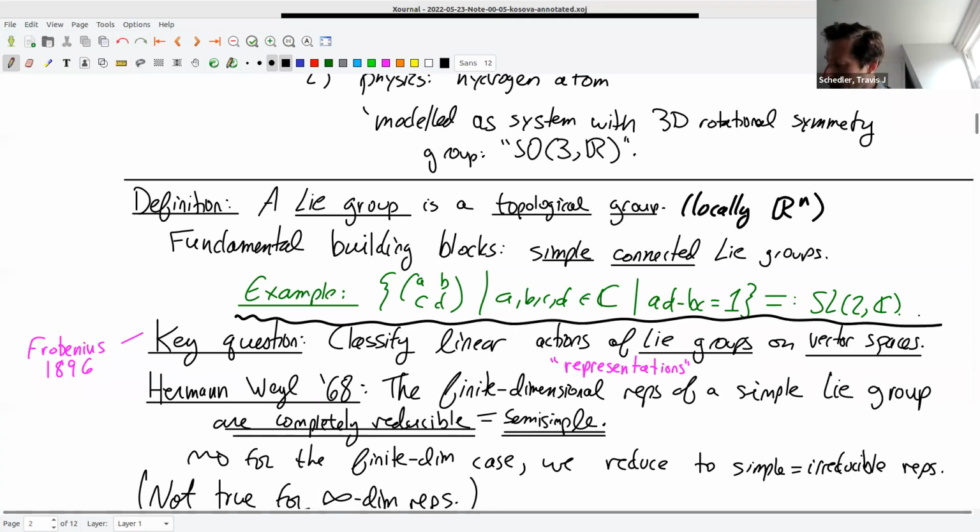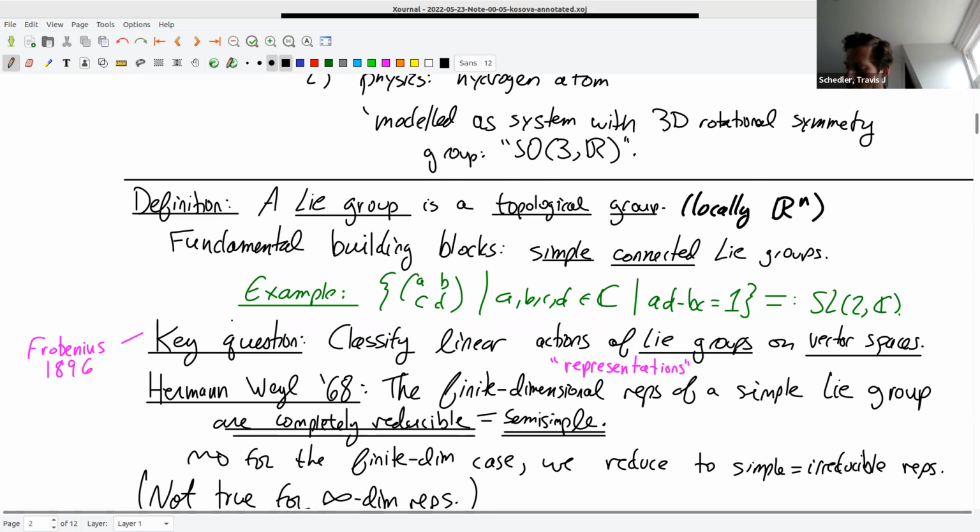So this is the determinant 1 matrix. AD minus BC is 1. And this is actually not quite simple because it has a 2-element center, plus or minus identity, but up to that technicality, this is a simple group.